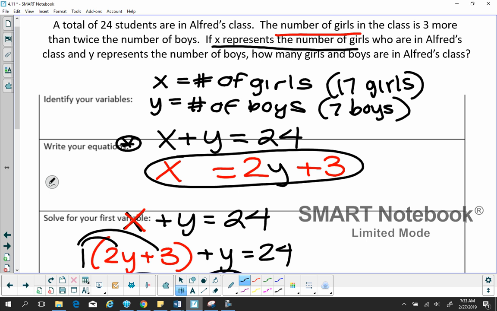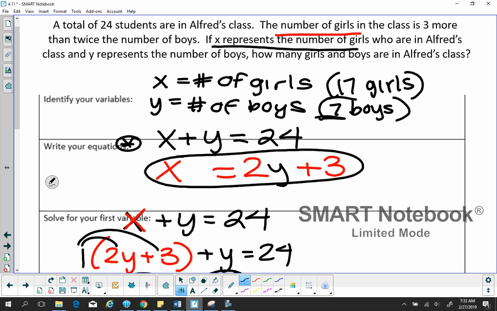Yeah, let's make sure. So I know that the number of girls is 3 more than twice the number of boys. So what's twice of 7? 2 times 7 plus 3. Good. So that makes sense. And when I add them together, they should be a total of 24. So I know my answer is correct.